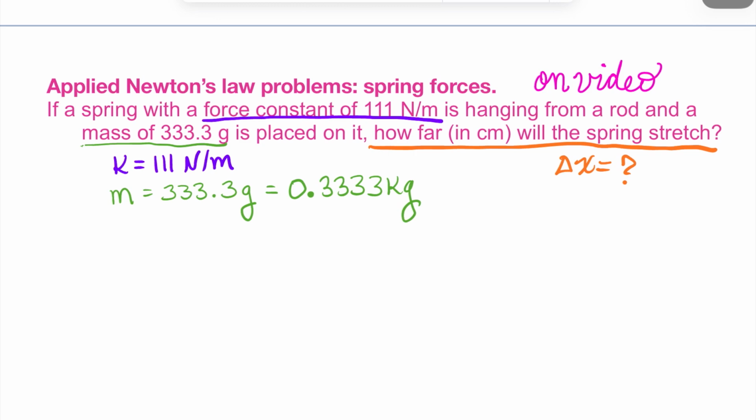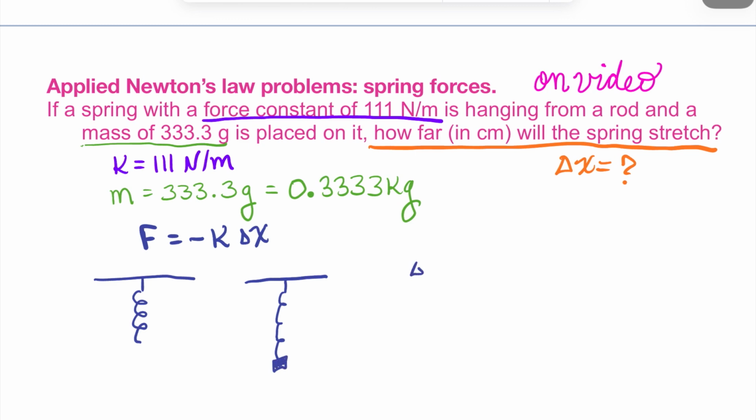Since this is a spring, I am probably going to want Hooke's law, which relates the force to the spring constant and the amount that a spring is stretched or compressed. Let's sketch it. I'm going to draw kind of the before and after, the spring with no mass and then the spring with a mass.